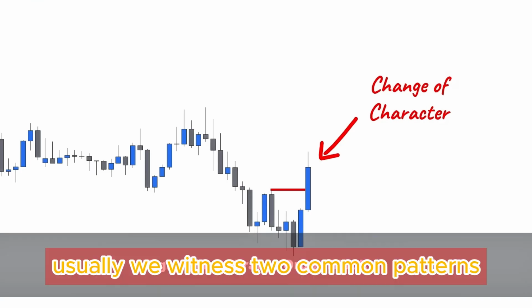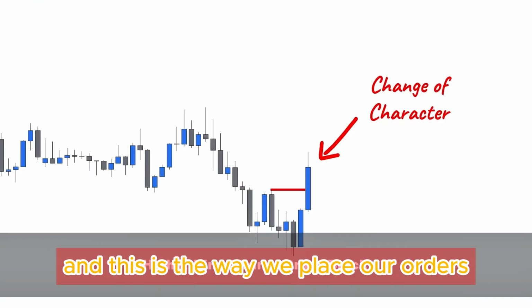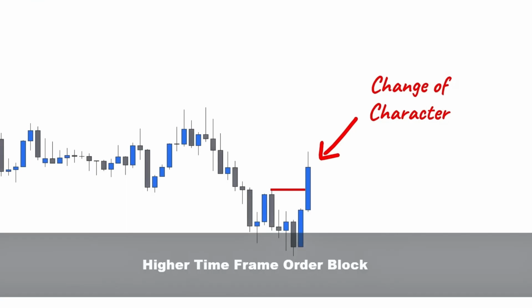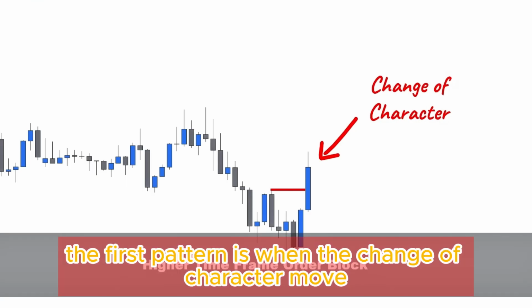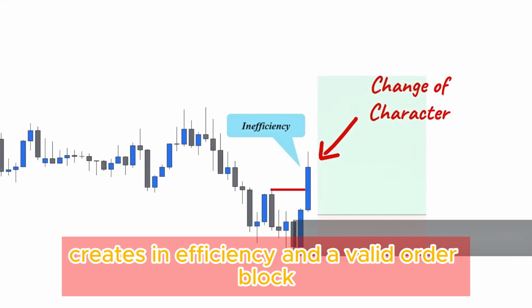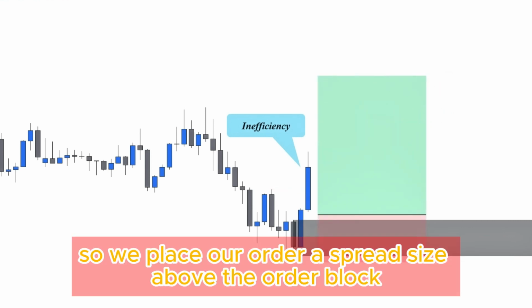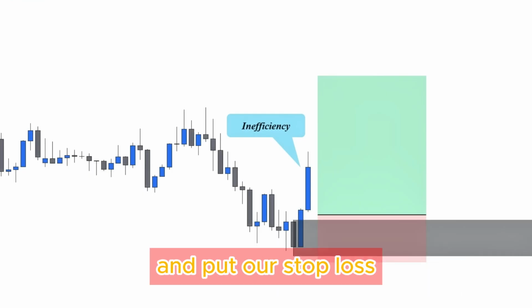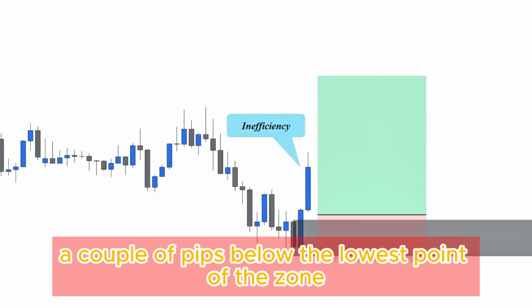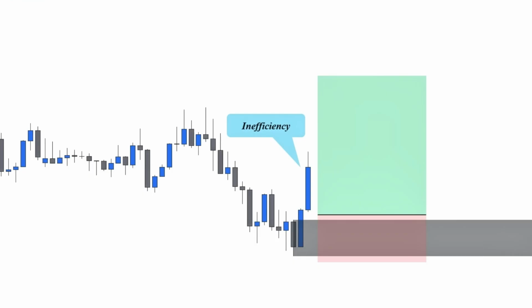Usually, we witness two common patterns, and this is the way we place our orders. The first pattern is when the change of character move creates inefficiency and a valid order block. So we place our order a spread size above the order block, and put our stop loss a couple of pips below the lowest point of the zone.